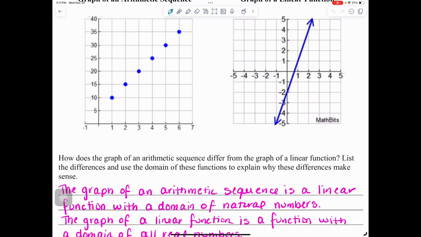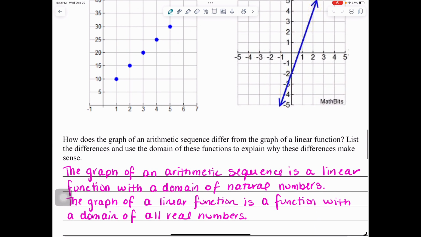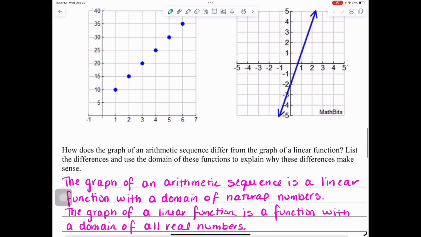However, when you look at the graph of a linear function, it's also a function, so that's something that they have in common, but they have a domain of all real numbers. We can have fractional values, we can have negatives, so that's how I decided to word the main difference. And that concludes your lesson on arithmetic sequences.